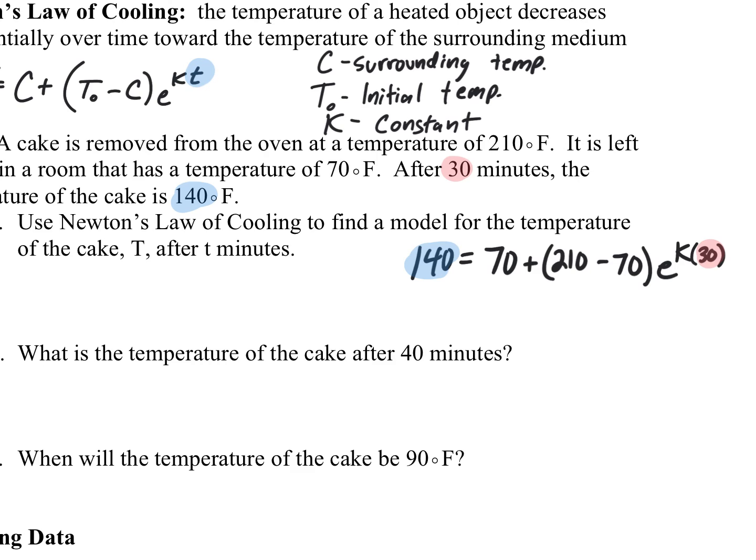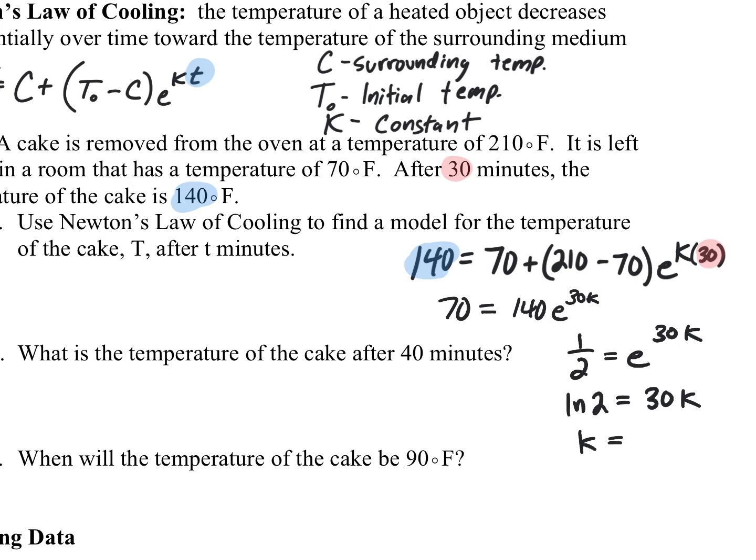I'm going to work through this. We know that if we subtract 70 from both sides, we will get 70 equals, simplifying what's in my parentheses here, 140 times E to the 30K. Well, I can divide both sides by 140, so 1/2 will equal E to the 30K. We can take the natural log of both sides, so the natural log of 2 will equal 30K. So K will equal the natural log of 2 divided by 30.